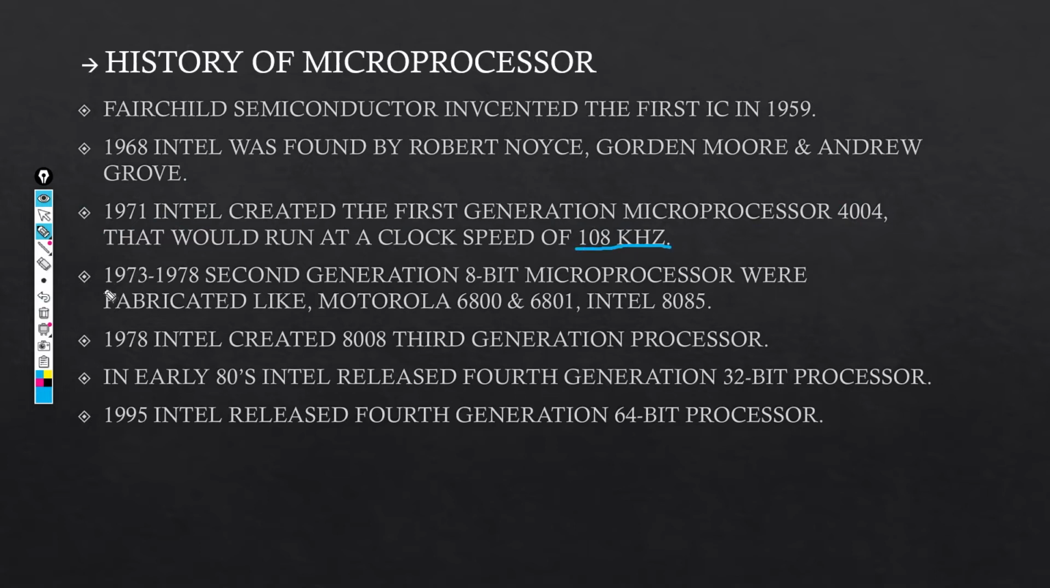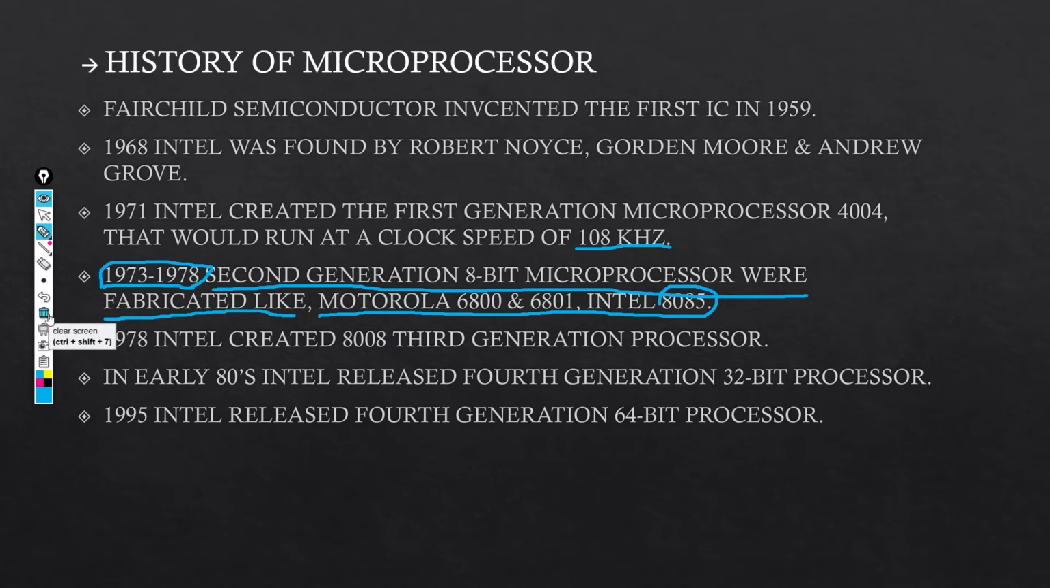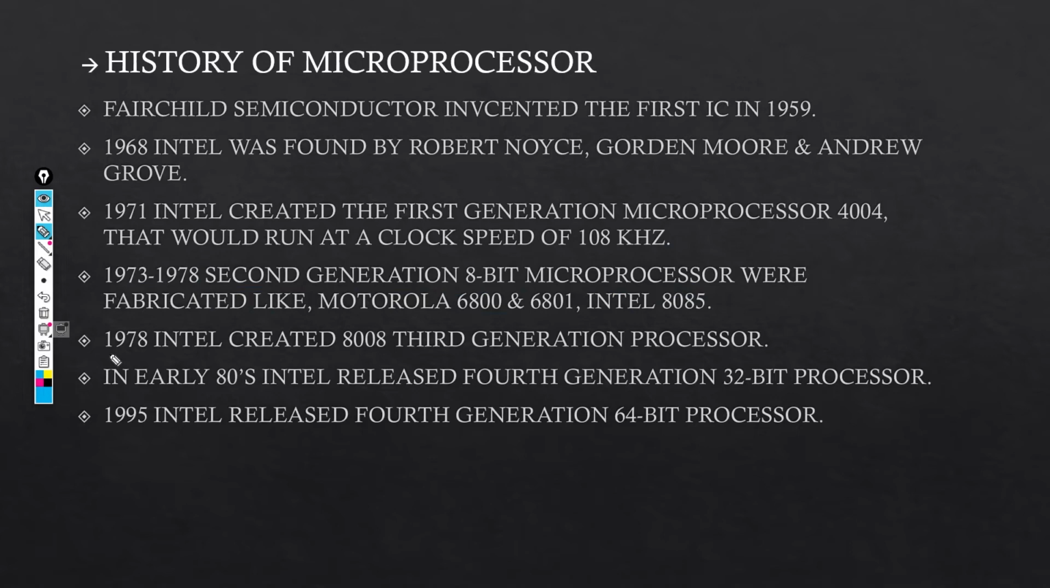Then, between 1973 and 1978, second generation 8-bit microprocessors were fabricated. In this gap, 1973 to 1978, which were created? Like Motorola 6800 and 6801 and Intel 8085. Intel 8085 was created between 1973 and 1978. And in 1978, Intel created the 8008, a third generation processor.